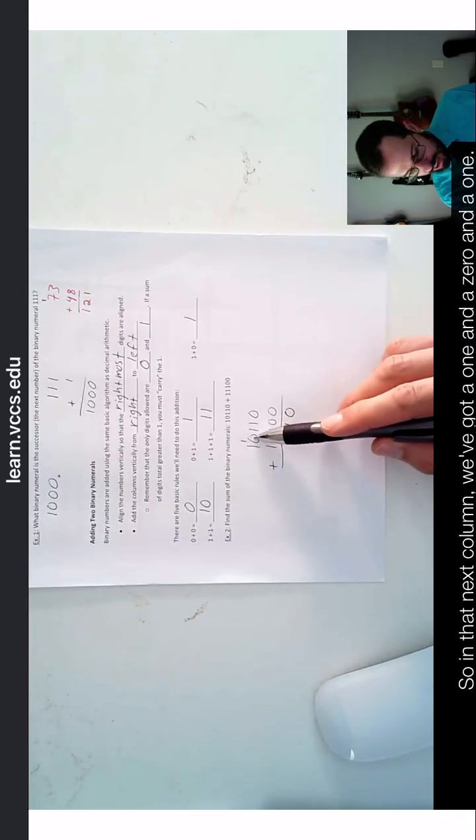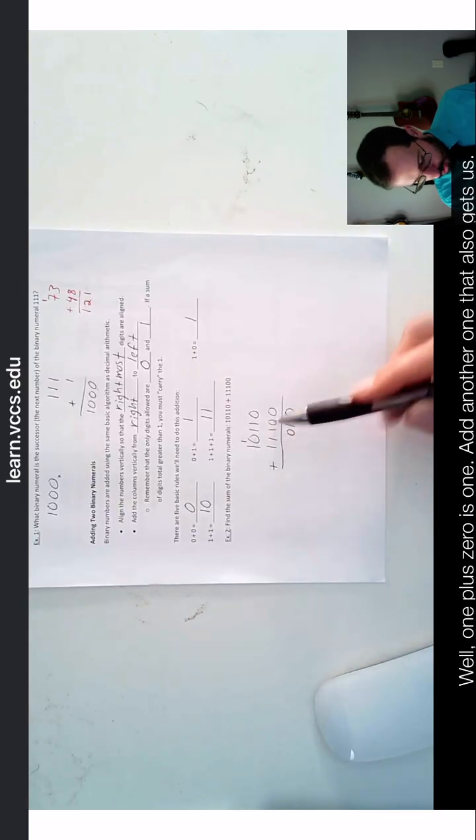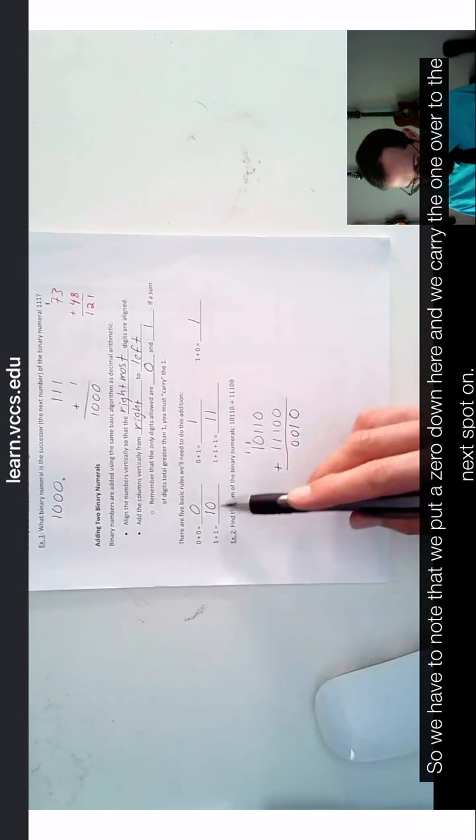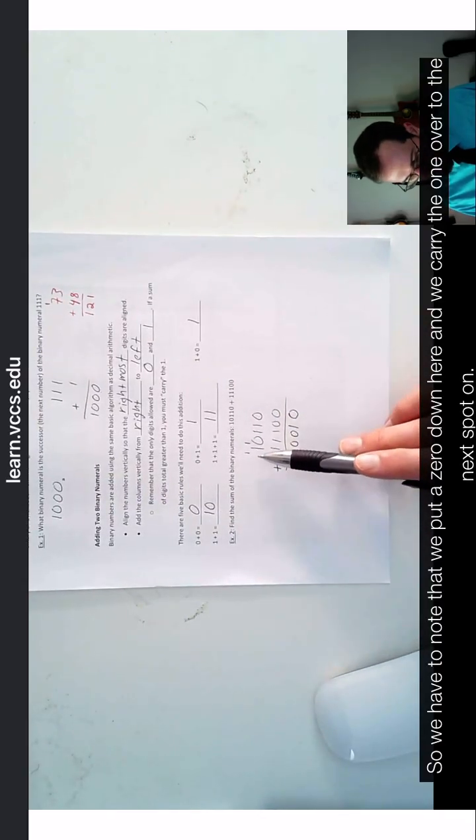So in that next column, we've got a 1 and a 0 and a 1. Well, 1 plus 0 is 1. Add another 1. That also gets us to 1 plus 1 is 1, 0, right? So we put a 0 down here, and we carry the 1 over to the next spot. Now, the very last thing, we've got 1 plus 1 plus 1. Well, we noted that is equal to 1, 1, which is the binary for 3.